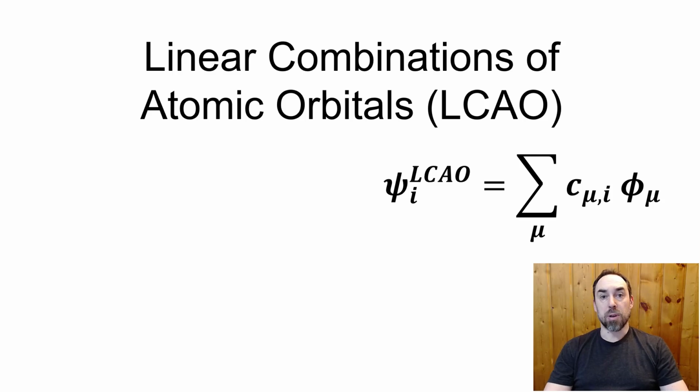In this video, we're going to look at how we can use linear combination of atomic orbitals, or LCAO, to build molecular orbitals that can be used in the Schrödinger equation of molecular systems, whether diatomic or polyatomic molecules. All right, let's get started with that.